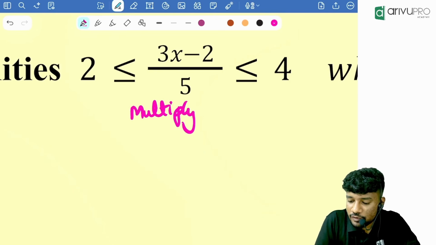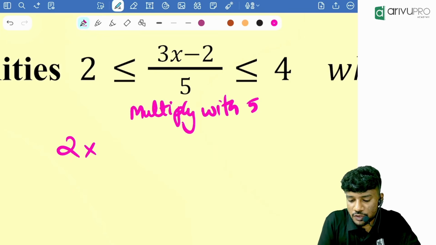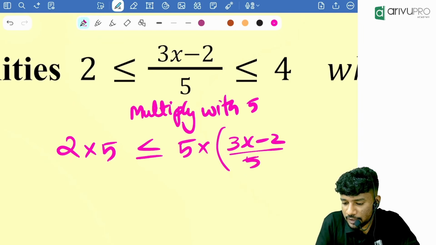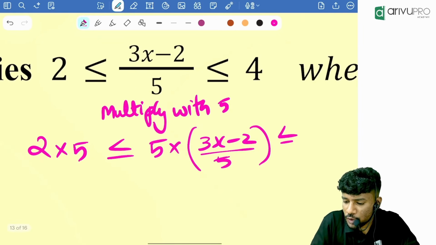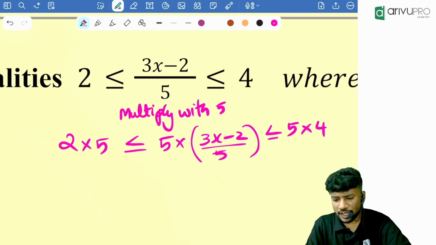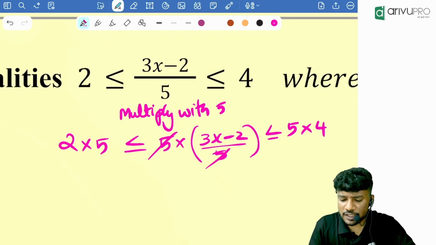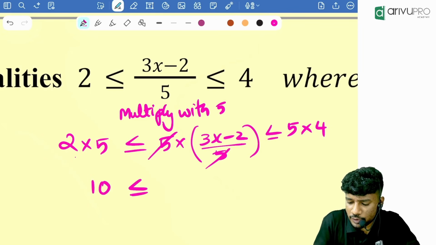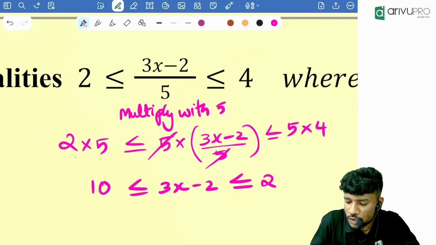Multiply with 5. That means 2 into 5 less than or equal to 5 into (3x minus 2) divided by 5 less than or equal to 5 into 4. Okay, 5 and 5 got cancelled. 2 into 5 will become what? 10. Less than or equal to 3x minus 2 less than or equal to 20.